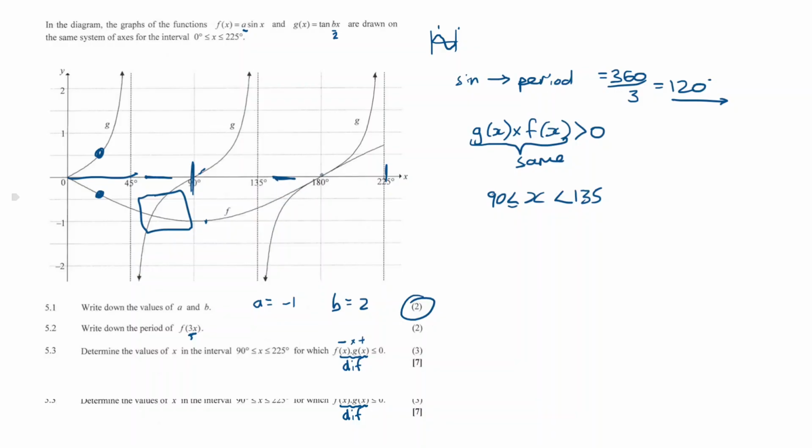And then after 180, they're in the same place again. They're both above. So the only place they're different is that, but the question said 'or equal to', and at 180, they are equal to 0. Exactly. And so my answer, instead of being an inequality, will be just, it's there.